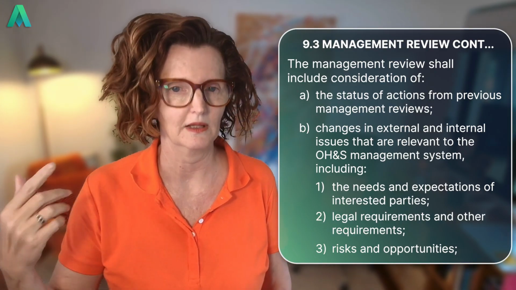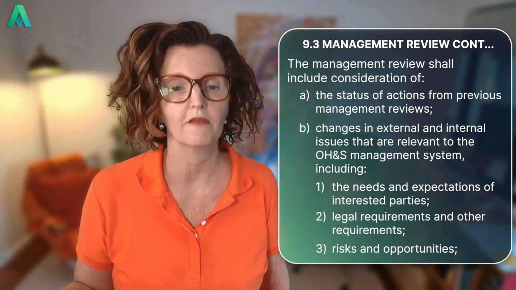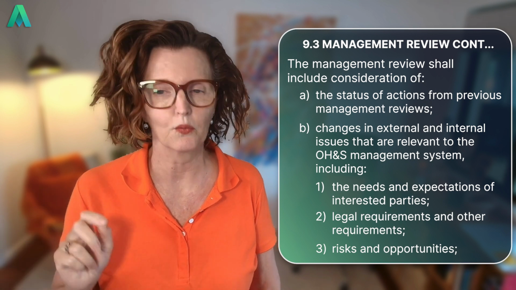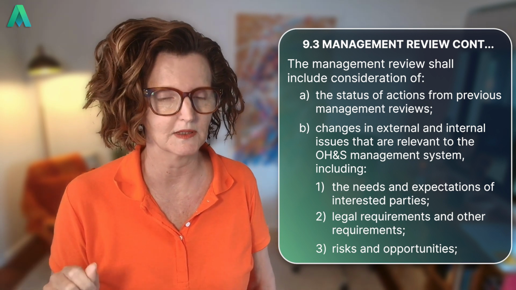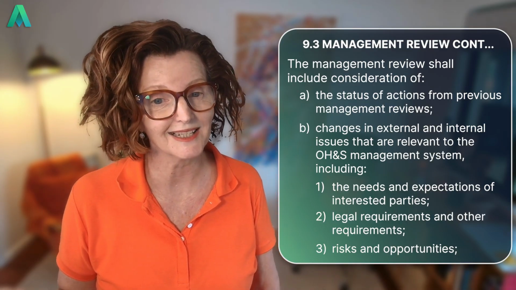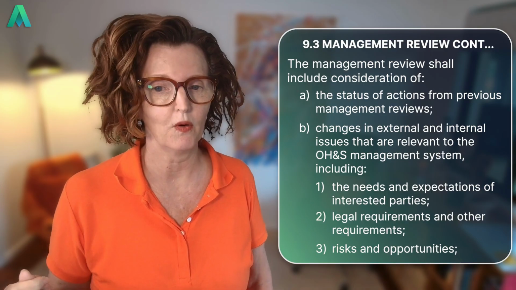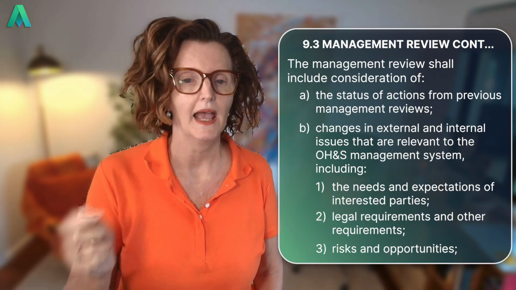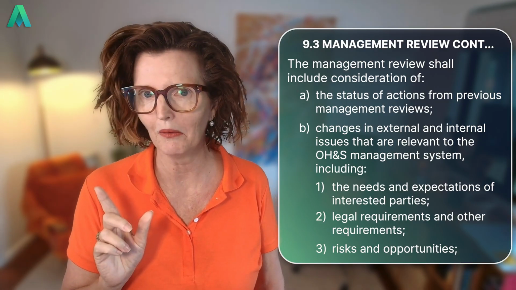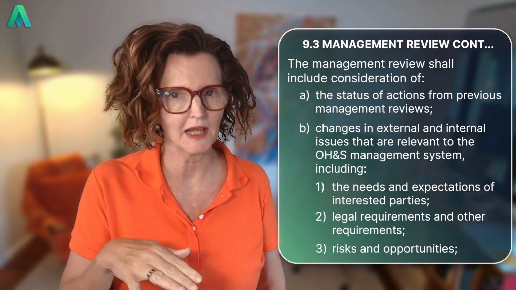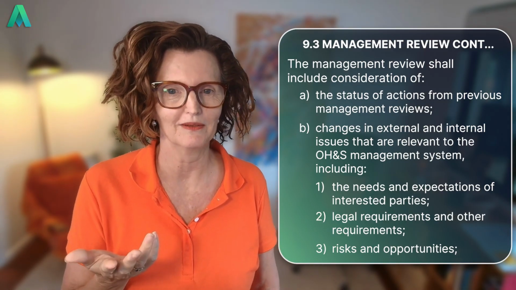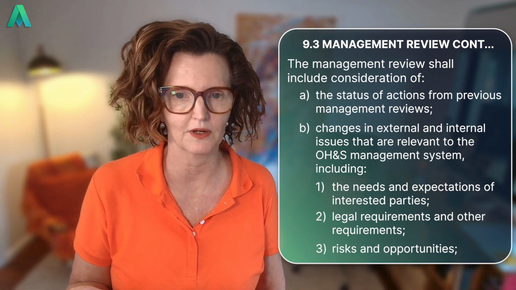Then it goes on to the management review shall include consideration of B, changes in external and internal issues that are relevant to the OH&S management system, including 1, the needs and expectations of interested parties, 2, legal requirements and other requirements, and 3, risks and opportunities. Right, does that ring a bell? Is anywhere else in the standard that talks about external and internal issues? It's clause 4.1, where it talks about the context of the organisation.